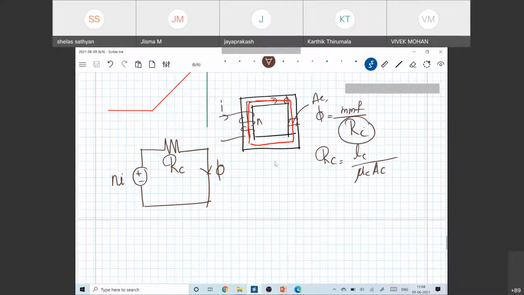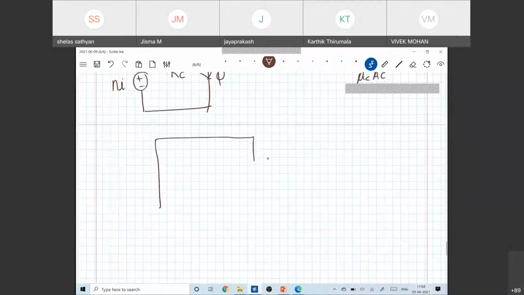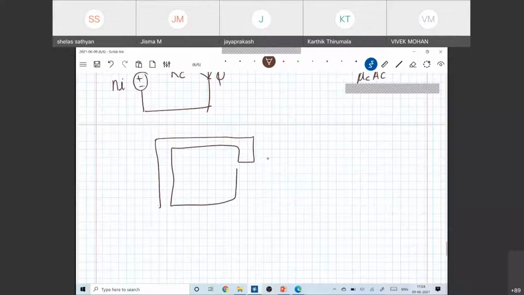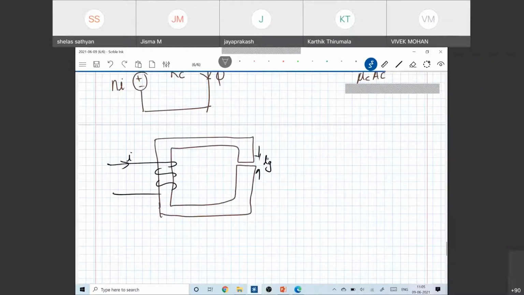Now, if you introduce an air gap, what will happen? Sorry for my drawing, I'm introducing one air gap in the same system, having width Lg. Once you introduce the air gap, there are two reluctances: one is the reluctance offered by the core, another is the reluctance offered by the air gap.